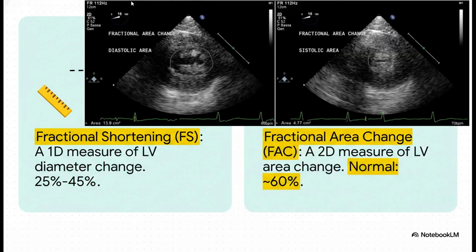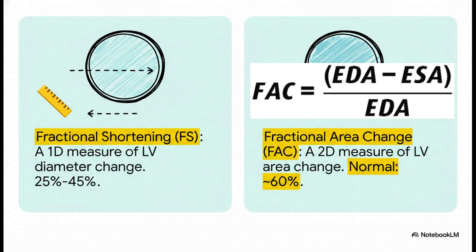Now, fractional area change, or FAC, is a step up. It gives us a 2D assessment. Here, we trace the entire inner border of the LV in a short-axis view and measure the change in area. With a normal value around 60%, it gives you a much better picture of what's really going on, especially if you suspect a regional wall motion problem.